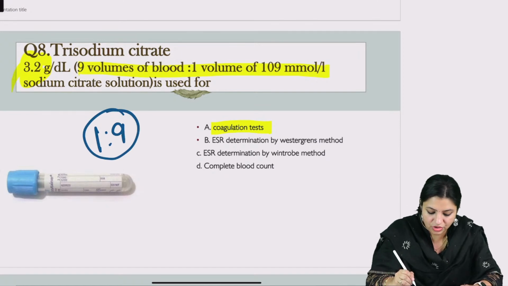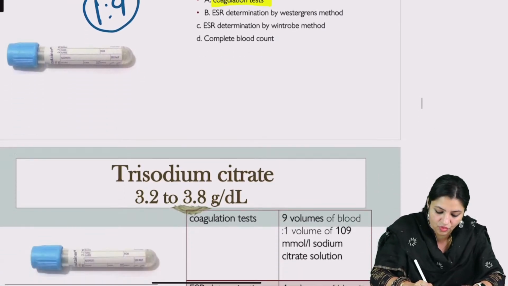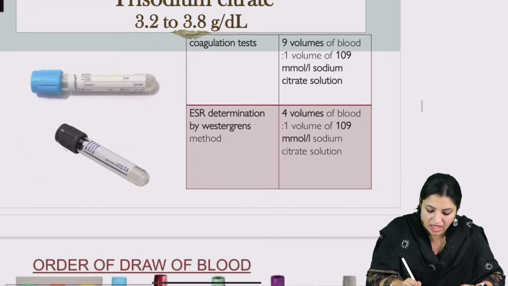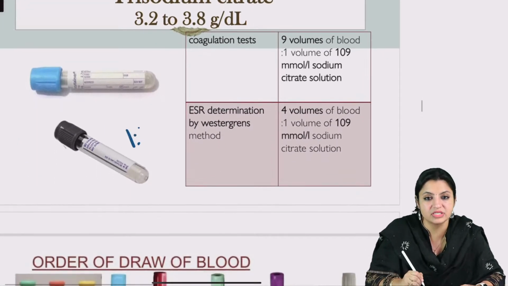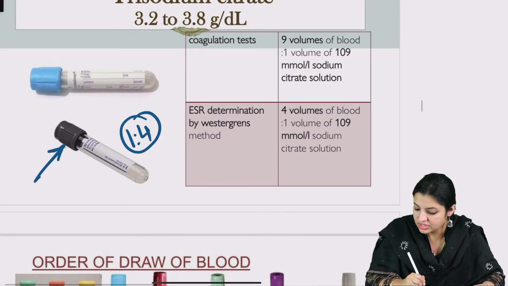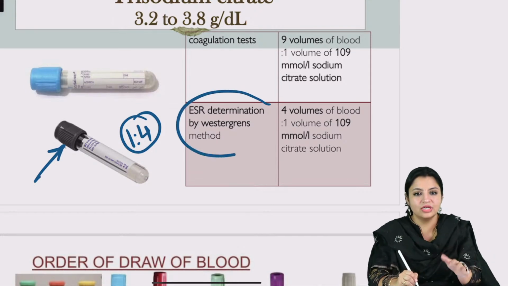But if you use it in the ratio of 1:4, then the vacutainer is usually black vacutainer, and it is used for ESR by Westergren's method. That's very important.